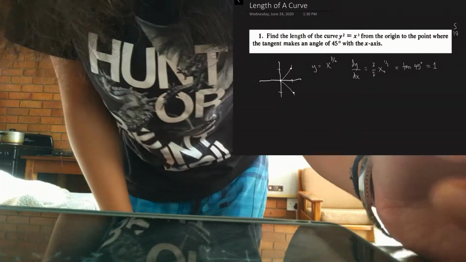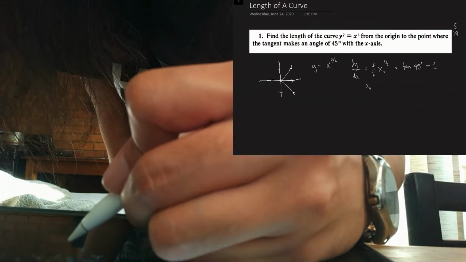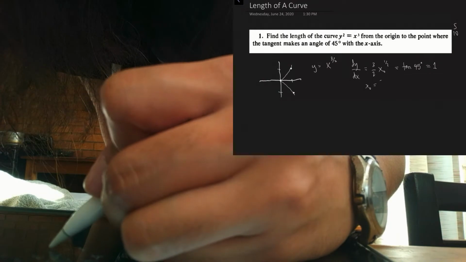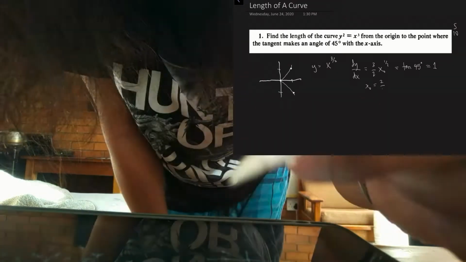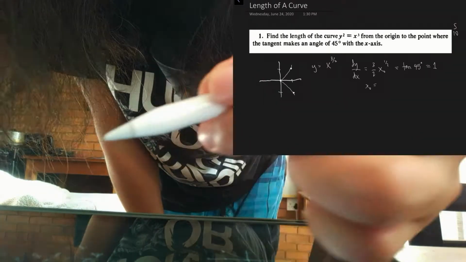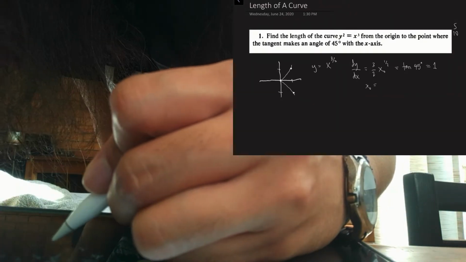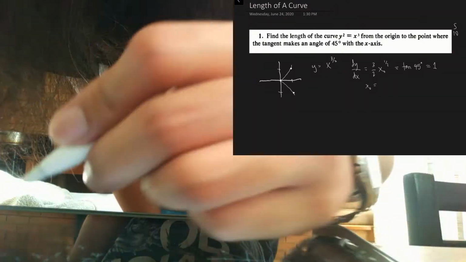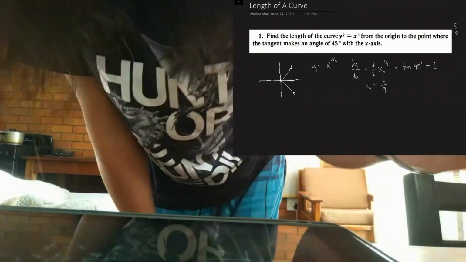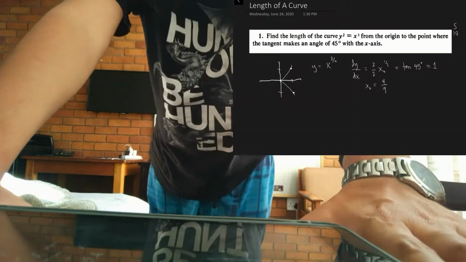But anyway, we can solve for this x naught now. This is just equal to 2 over 3, and you're going to square it, because x naught is to the 1 half. So this will give you 4 over 9. Okay, so let's continue.